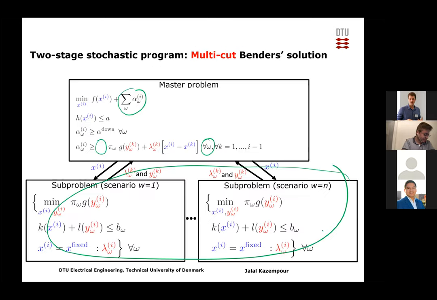Yeah, there was a slide that I think I removed, but I can tell it orally. Any idea about the benefits and limitations of single cut versus multicut? Peter says, do you want us to do multicut? Up to you. It's your choice. You can go either to single cut or multi-cut.